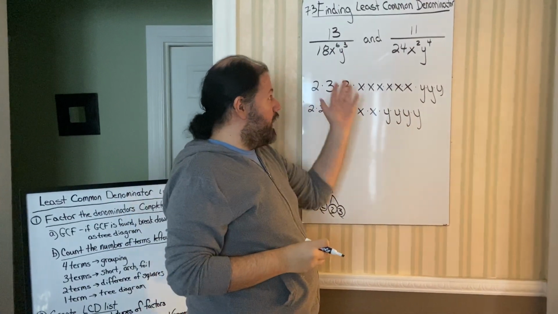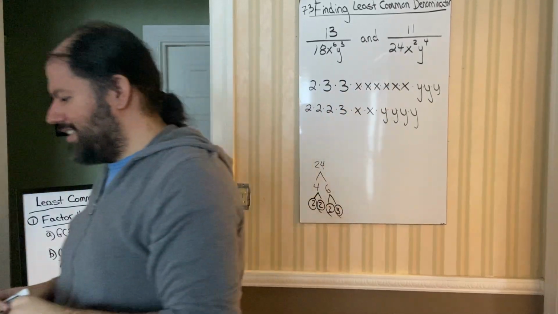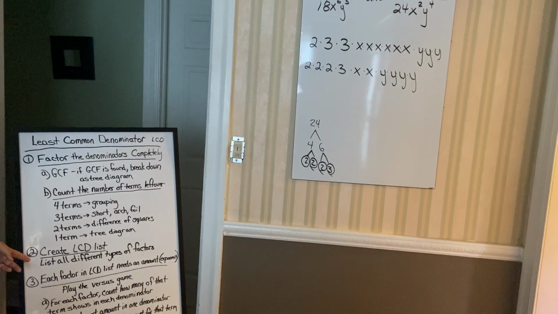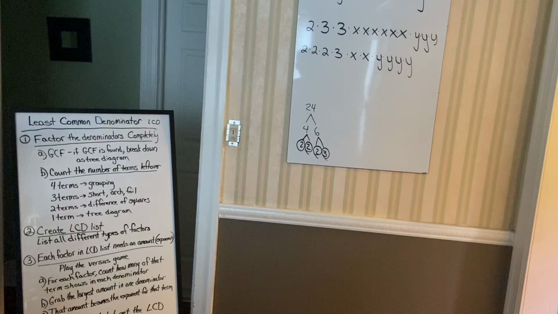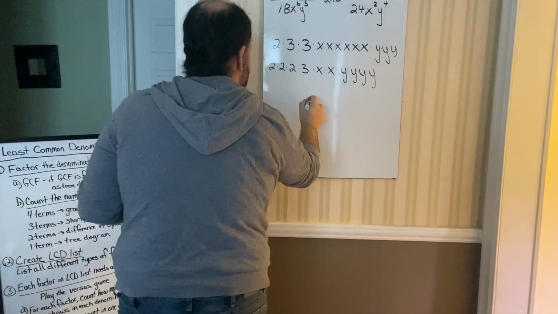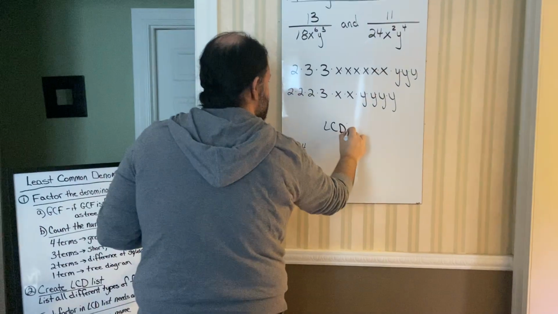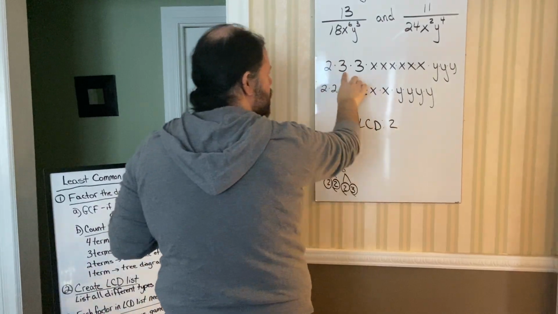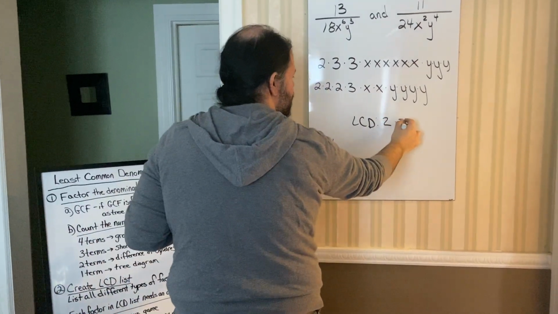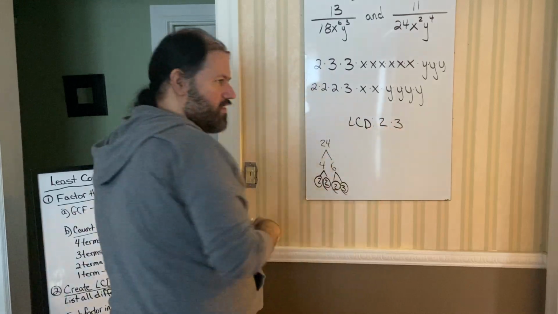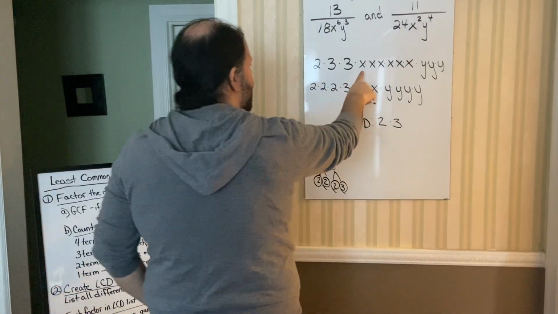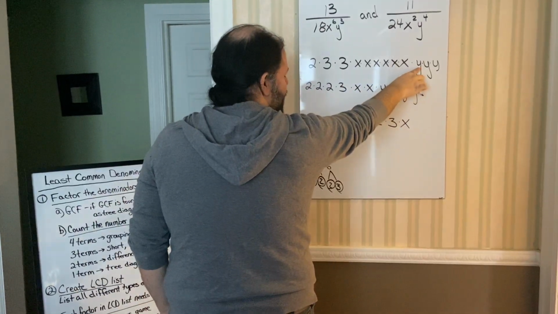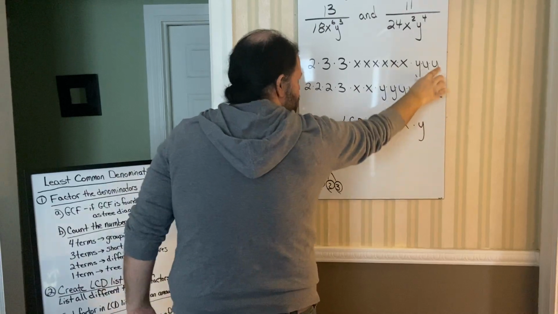Now that we've factored out each of the denominators, we know our second step is to create our LCD list. Basically, what I'm going to do is write down each of the different types of factors up there. You can see I have different types up here. When I do my LCD list, notice I have 2's. Put that in the list. 3 is not in the list, that's something new. 3, already on the list, so it's a duplicate, so don't write it down twice. X's, write it only one time, because the rest are duplicates. Y's, write it one time, because the rest are duplicates.